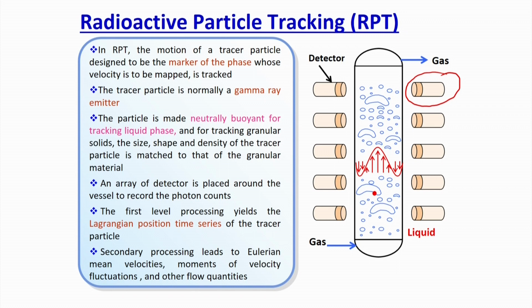So, what will happen? We prepare an identical particle as a marker of the phase, and that is why I am saying marker of the phase. In case of the solid, the size, shape and density of this tracer particle will be exactly the same as that of the solid present in the flow.